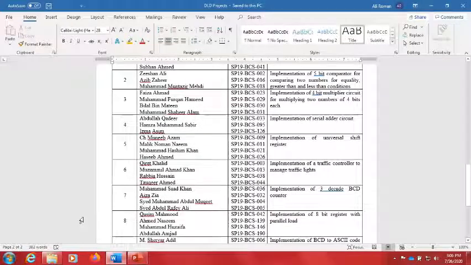Now coming to the seventh project, the group members are Saad, Aiza, Abdul Mukid and Rafe, and they have to implement a 3-decade BCD counter. That BCD counter has the capability to count from 000 till 999. They have to implement that, and we have discussed all the theoretical elements and all the design aspects in our theory portion.